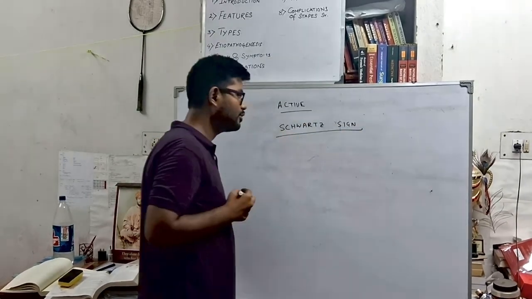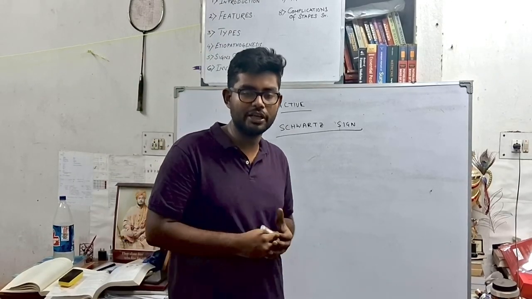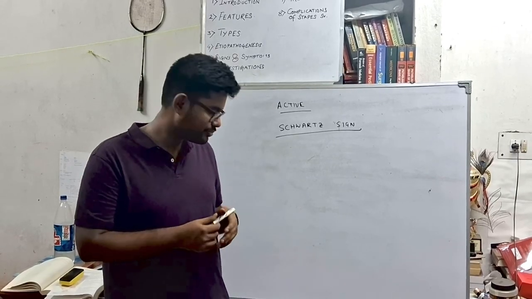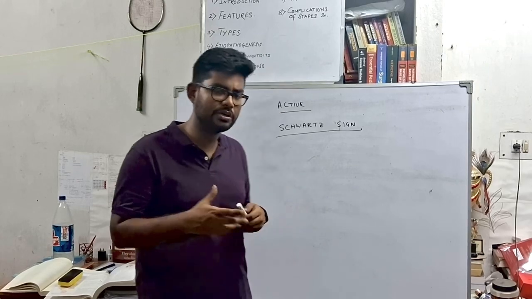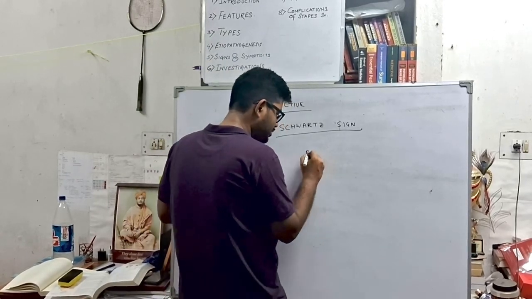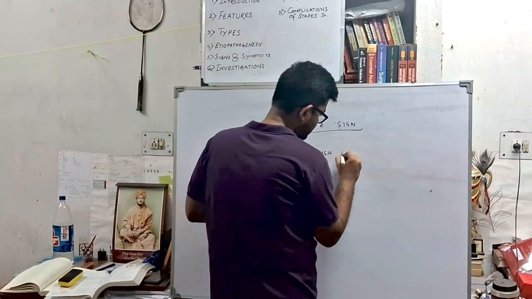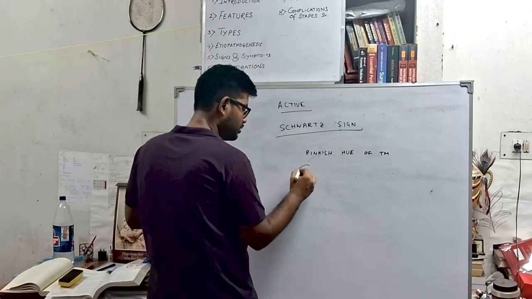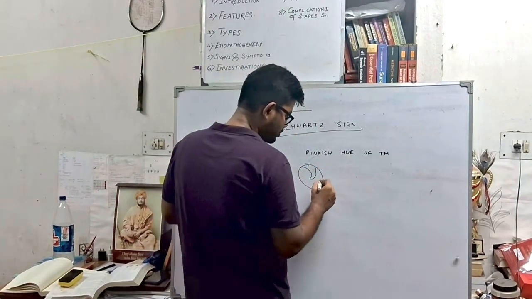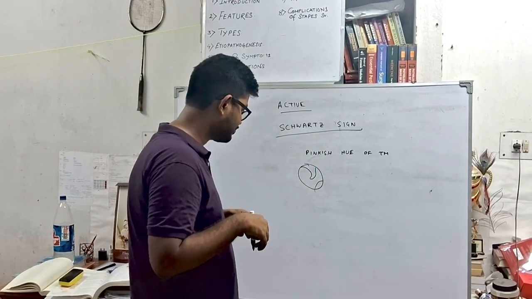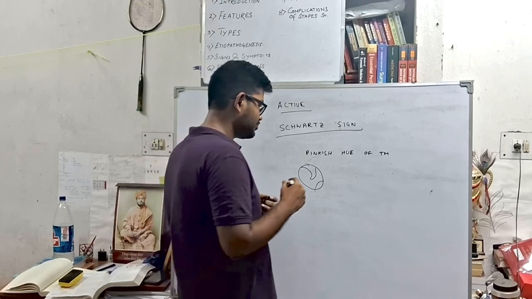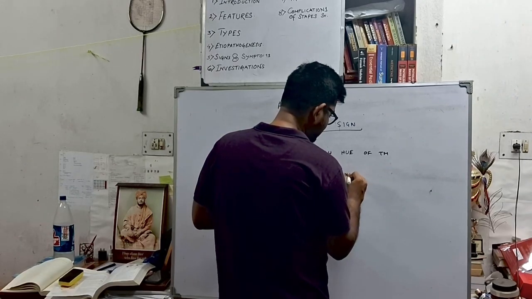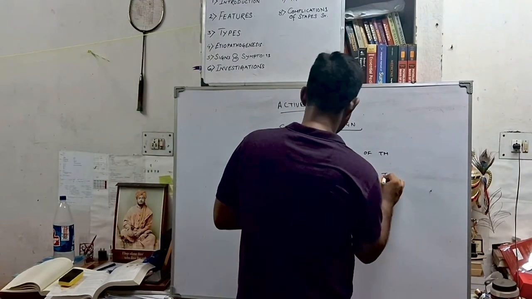So, what is Schwartz sign? When there is an active otosclerotic focus present in the promontory or the otic capsule, those regions will be highly vascular, which produces a pinkish hue of the tympanic membrane. More commonly, it involves the posterior-inferior part of the tympanic membrane. Okay, so this is called Schwartz sign, and this is called a flamingo pink tympanic membrane.